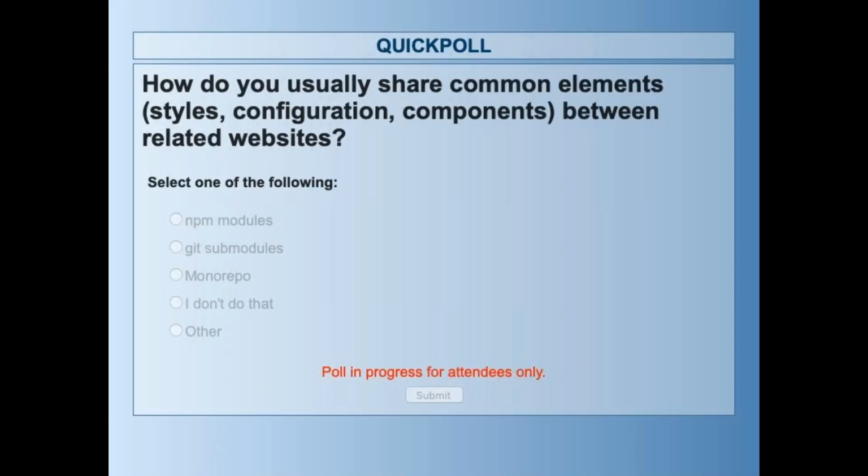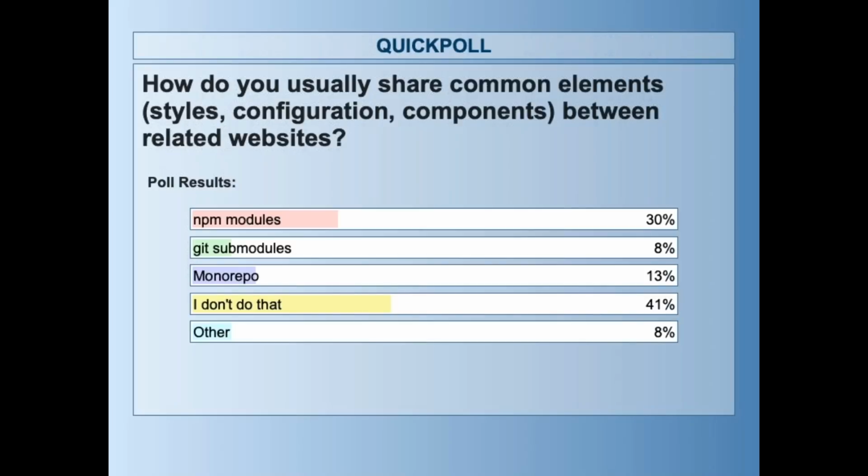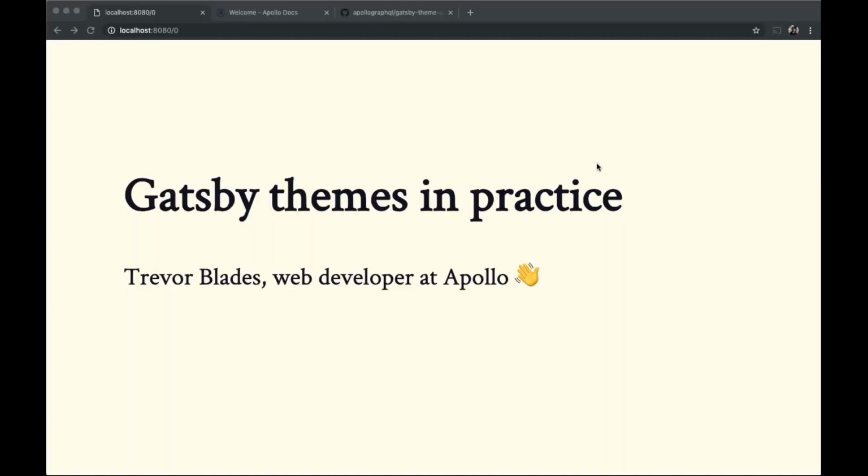So we'll get maybe 50 or 60% voted, and then I'll close the poll and share the results. And then we'll hear Trevor's presentation. So a few more votes. We're around 40% now. Okay. All right, we're past 50%, so I'm going to close the poll and share the results. Looks like quite a few people aren't doing that, but the top one seems to be NPM modules, with monorepo kind of up there too. All right, thanks for participating in the poll. Now I'm going to turn it over to Trevor.